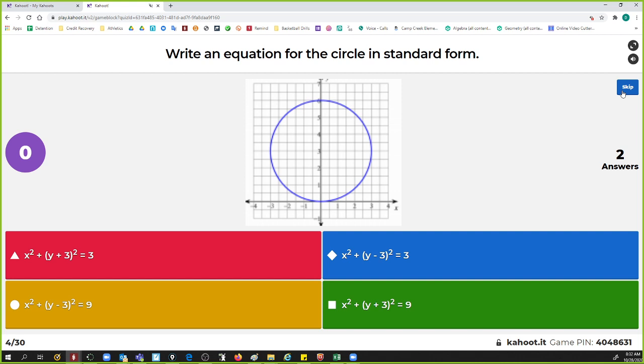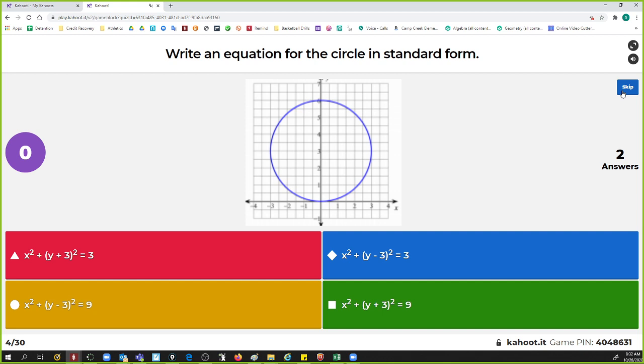This is where it just helps to use mental math and not have to write everything down or use the calculator. Where's the center at? The center is at 0, 3, so I'm looking for no parentheses on the x. I'm looking for a y minus 3. Look, that took me 5 seconds to realize.